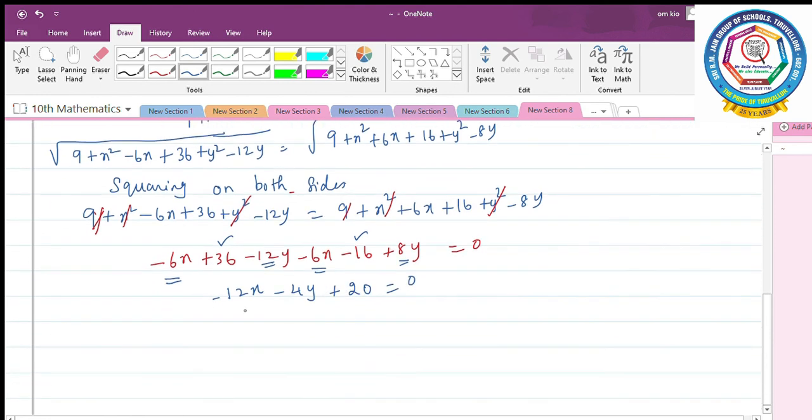Now you check. I can divide throughout the equation by 4. So I am going to divide throughout by 4. If I divide throughout by 4, I will get minus 3x minus y plus 5 equal to 0. So I am going to change the sign throughout this equation. 3x plus y minus 5 equal to 0. This is the relation between x and y for the given points.